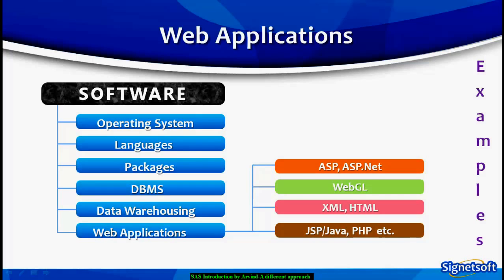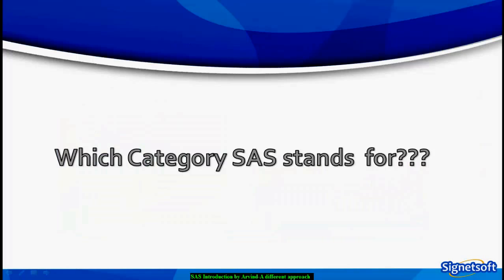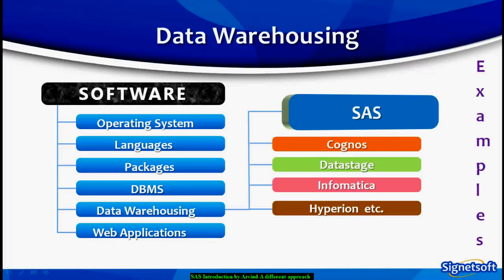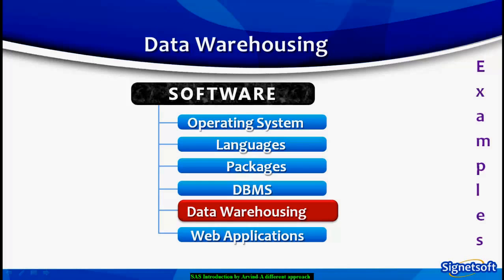Now which category does SAS stand for? So as per your expectation, now SAS comes under which category among all these softwares, whether it comes under operating system or language or package or database? Fine, there is answer for this. SAS comes under data warehousing category, like Cognos, DataStage, Informatica, Hyperion. How they are going to deal with the data? In the same style, SAS is also going to deal with the data. So SAS comes under data warehousing category. So anyhow, SAS software comes under this data warehousing. So first let us focus on this data warehousing topic now.